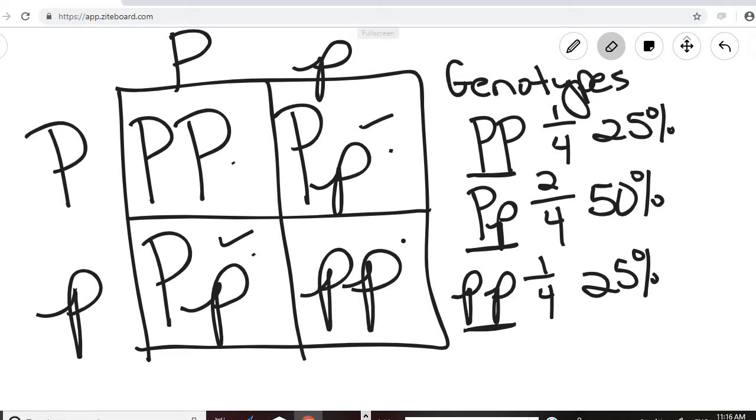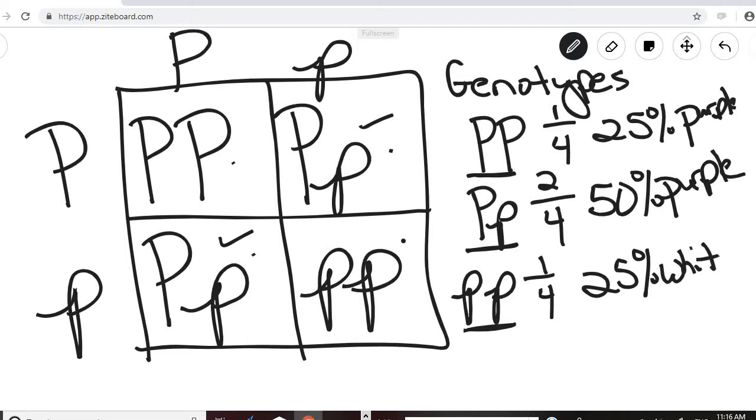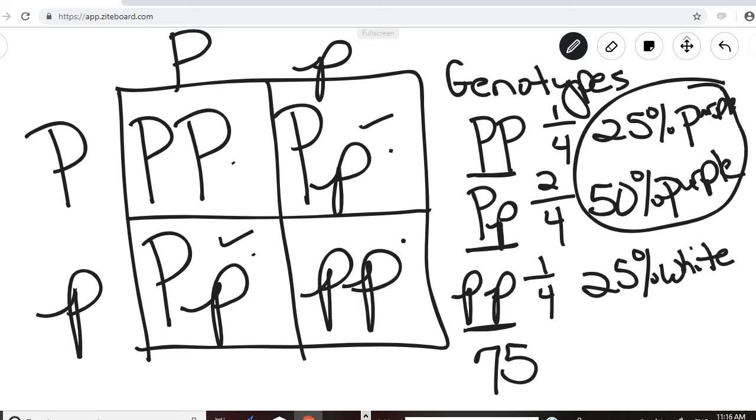Okay, so this would be purple. These would also be purple because as long as you have one uppercase P, you're going to be purple, and then this would be white. So in terms of the phenotype, in terms of what they actually look like, 75% would be purple and 25% would be white.